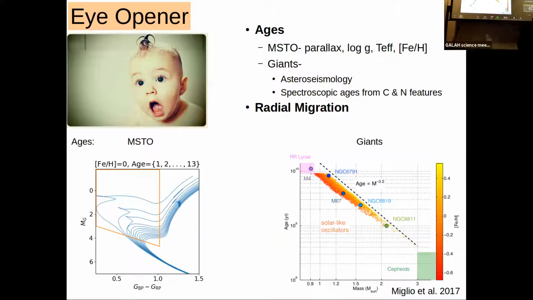An eye-opener in this case, I think, is the ability to get ages for a large number of stars. There are two types of stars, the main sequence turn-off stars and the giants, for which you can get ages. If you are using turn-off stars, the isochrones nicely separate each other, so you can measure the ages just from isochrones. But for giants, you have to rely on asteroseismology to get the mass, because mass is correlated with age, or you can use carbon and nitrogen abundances. And the other eye-opener is the fact of radial migration. Earlier models didn't take that into account, and it was very difficult to predict a lot of properties. But once you put radial migration into your models, a lot of these seemingly difficult properties become much easier to explain.